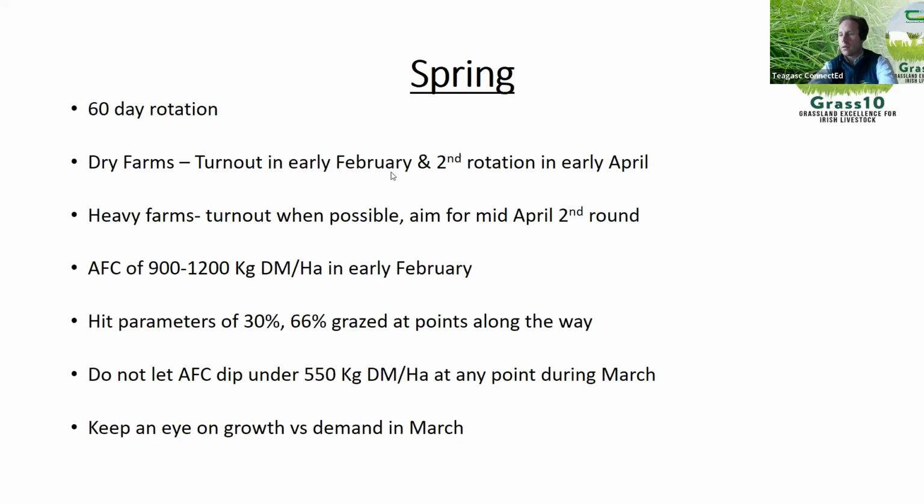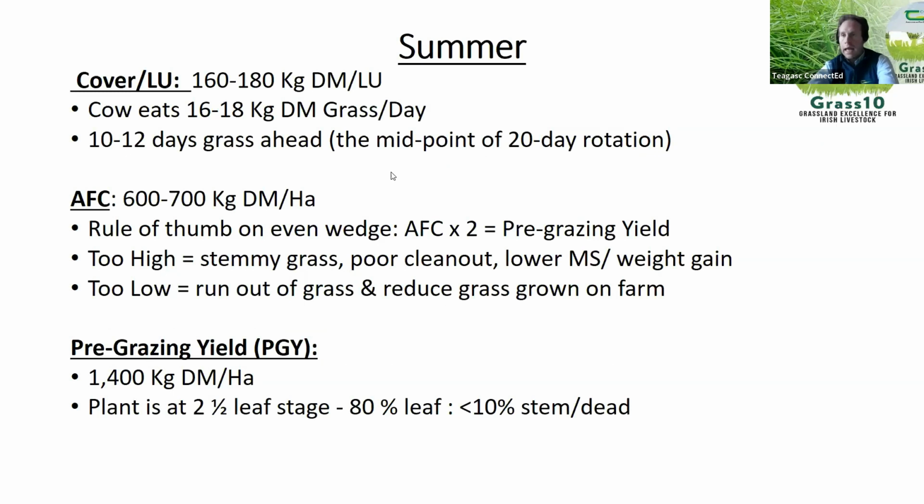Also residuals. On the average farm cover, it's 700 and something there. The rule of thumb is that average farm cover multiplied by 2 is our pre-grazing yield. So if we've 750, multiply it by 2, we're around 1500, so we're nearly on the money there. If we're too high, we've stemmy grass, poor clean out, and lower milk solids and weight gain.